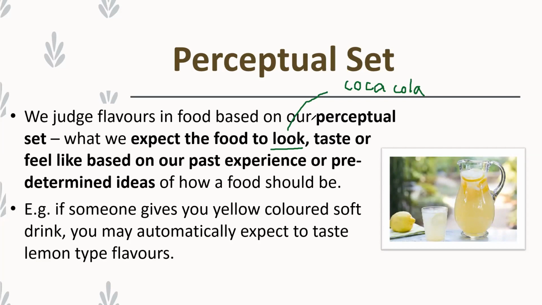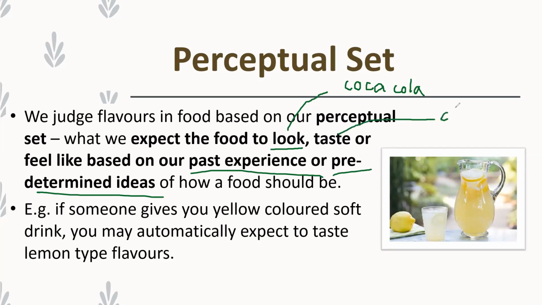If you give a can of Coke to a child who's lived in a country where Coke was never marketed, was never promoted, was never a thing, that child would not have any idea about what that can of Coke was because they just haven't been exposed to it. So again, it's all based on our past experience or our predetermined ideas of what that food should be. So look like is obviously the Coca-Cola example.